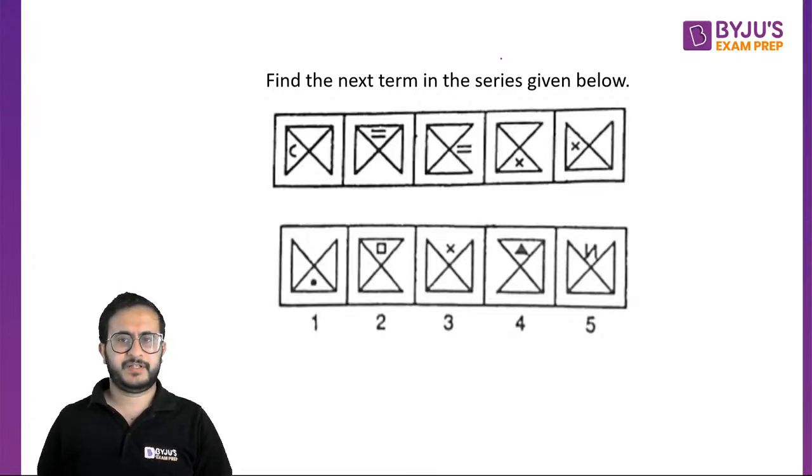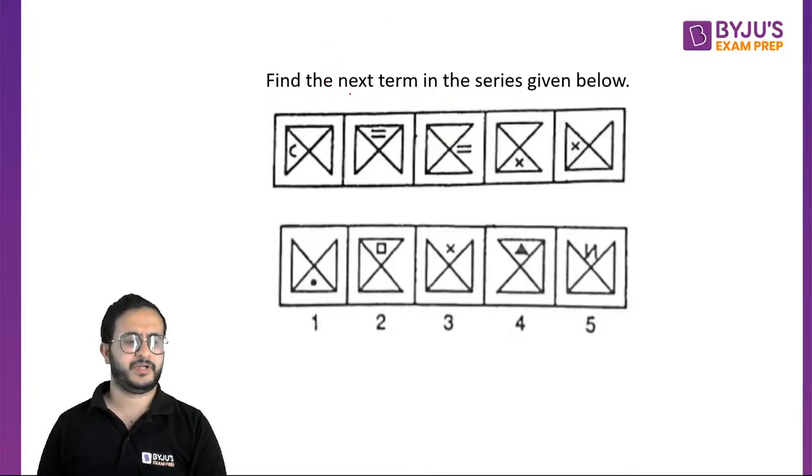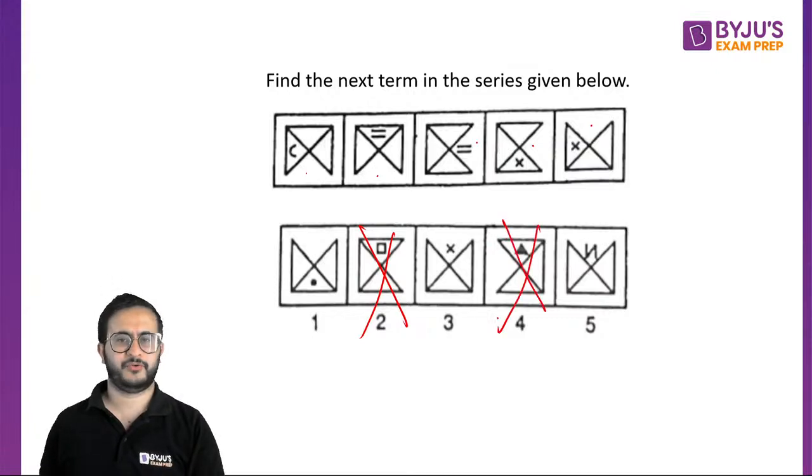Now which figure will come next in the series? Now if you look at this image, the bottom side is open, bottom side is open. Then the right side is open, right side is open, top side is open. So in the next figure, the top side should be open. Okay, so you can eliminate 2, you can eliminate 4. So 1, 3, 5 are left.